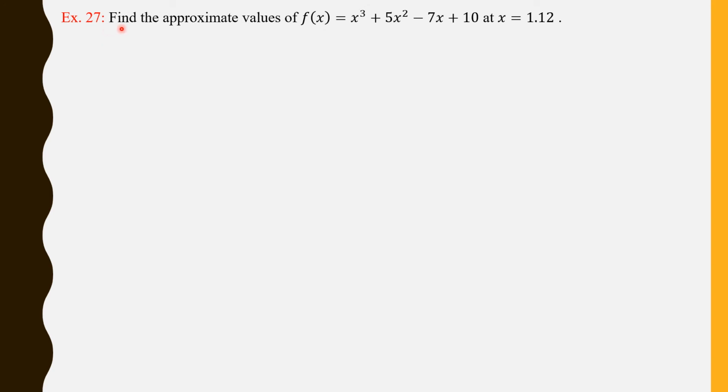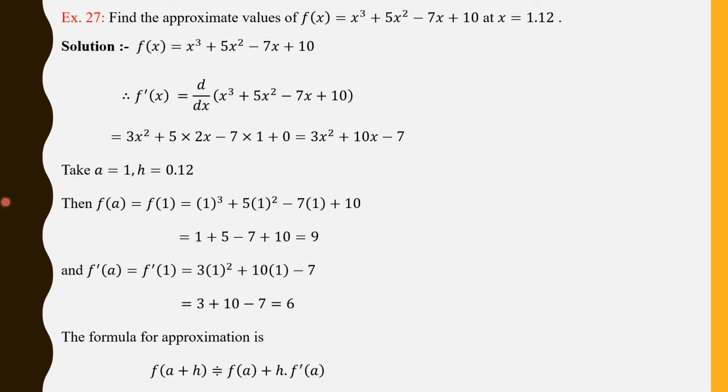Example 27. Find the approximate value of f(x) = x³ + 5x² - 7x + 10 at x = 1.12. Solution. f(x) = x³ + 5x² - 7x + 10. Then its derivative f'(x) is d/dx of x³ + 5x² - 7x + 10. The derivative of the first term x³ is 3x², plus 5 taken outside, derivative of x² is 2x, minus 7 taken outside, derivative of x is 1. 10 is a single constant term and hence its derivative is 0. Then we get 3x² + 10x - 7.